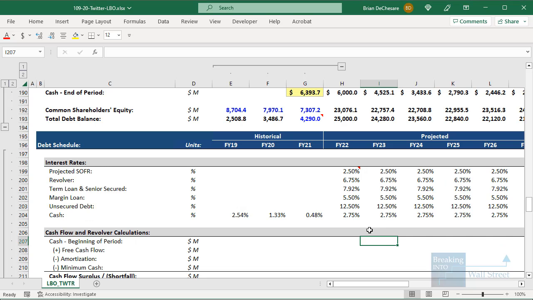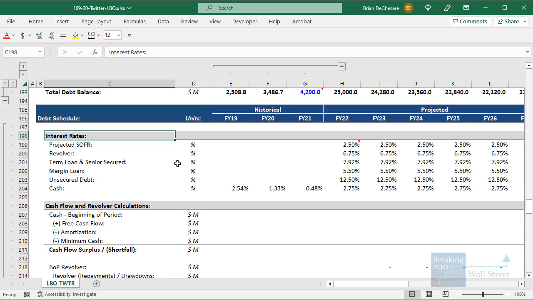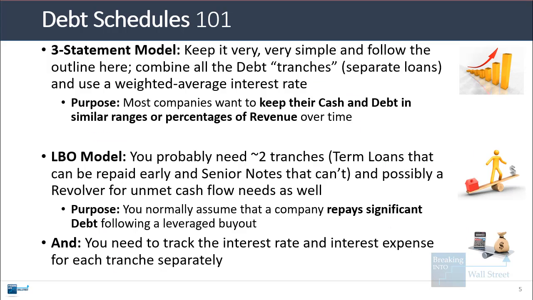In this tutorial here, we will be going through our Twitter LBO model posted previously on the channel, and I'll be using this to show you how to make some of the calculations.